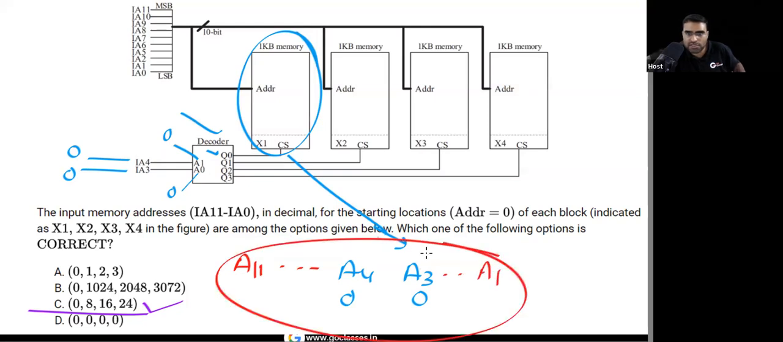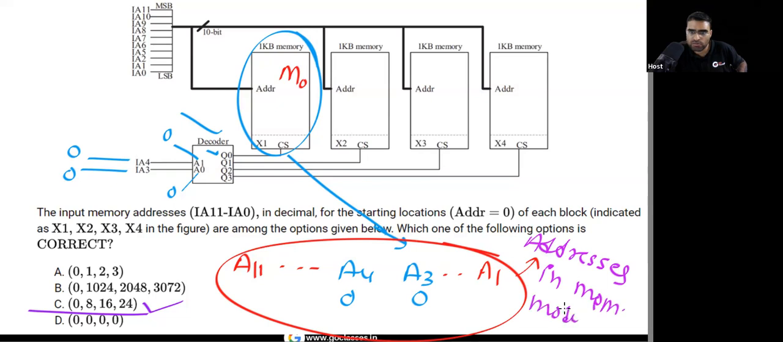In this situation, these addresses belong to this memory module. Let's call it memory module M0. So these are the addresses in memory module M0. Is this clear? Please tell me. Yes or no? So let's do the complete analysis.